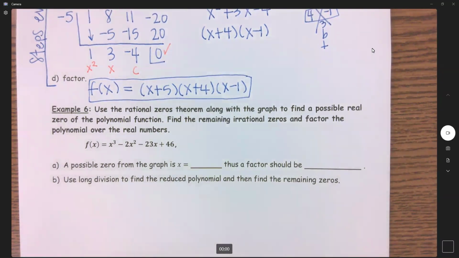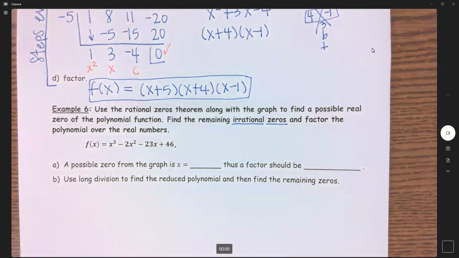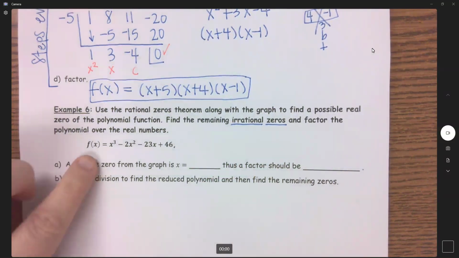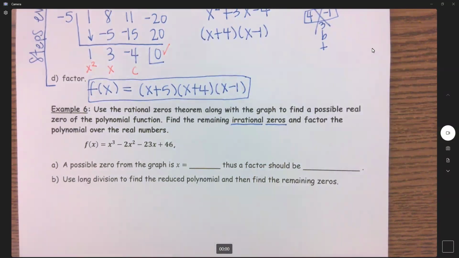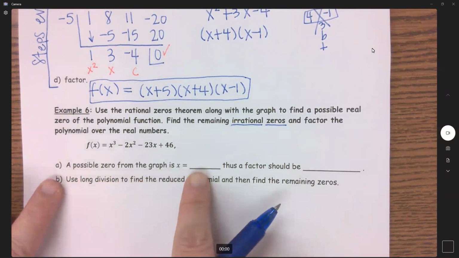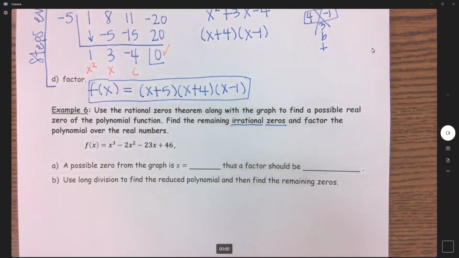Find the remaining irrational zeros. So we're going to have some square roots, and factor the polynomial over the real numbers. So here is my f of x. It jumps straight into a possible zero from the graph. We need to start with that rational zeros theorem.